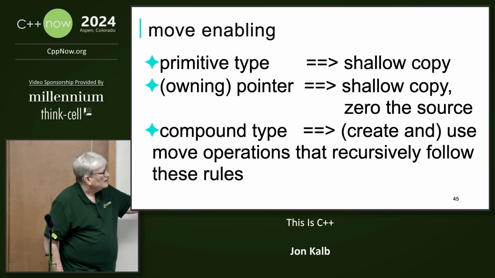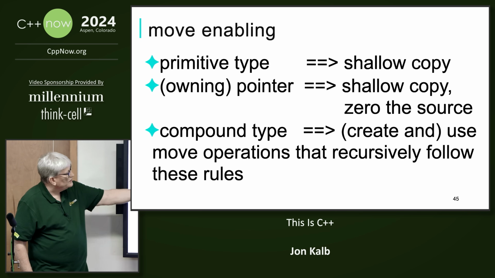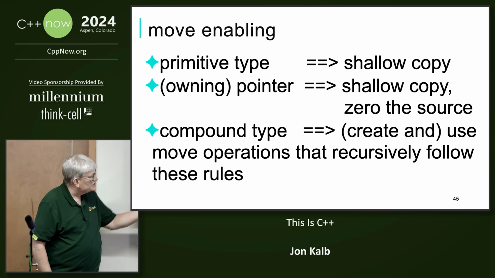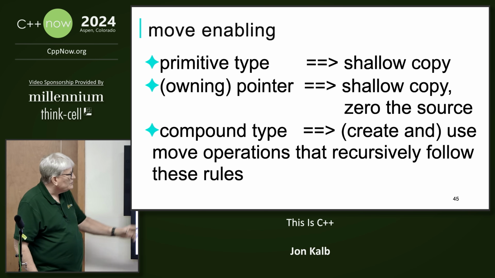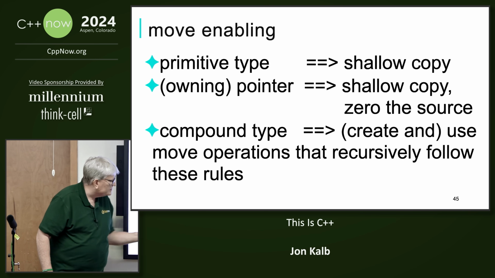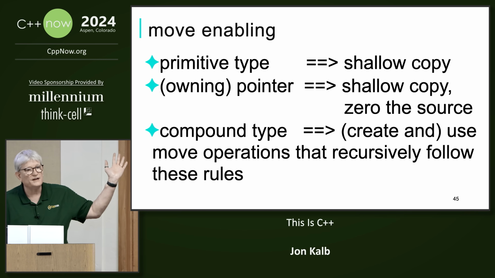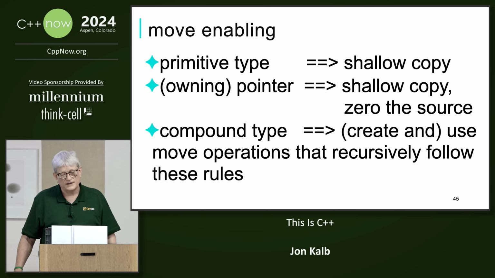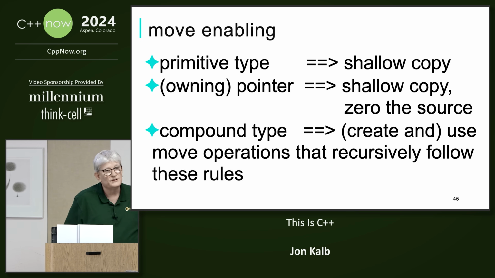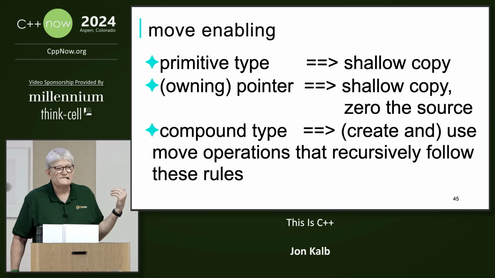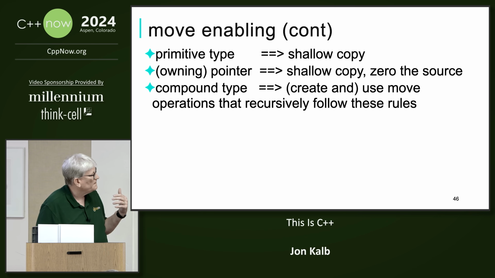For primitive types, we just copy. For owning pointers, we do a copy, but then we zero the source. And if it's a compound type, we create and use move operations that recursively follow these rules. Everybody understand what we're doing here? Simple move operations, right? Is that all we need to do to make moves? Anything else we need to do? Well, it's not quite all.